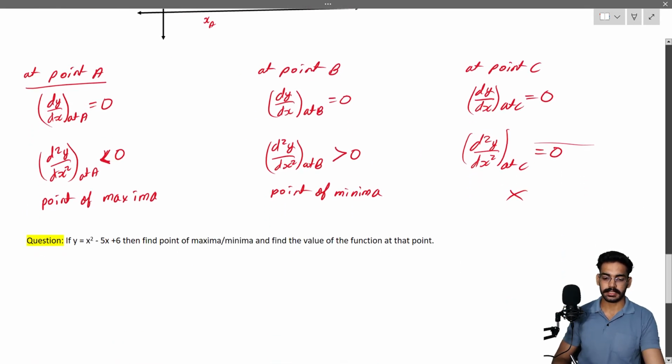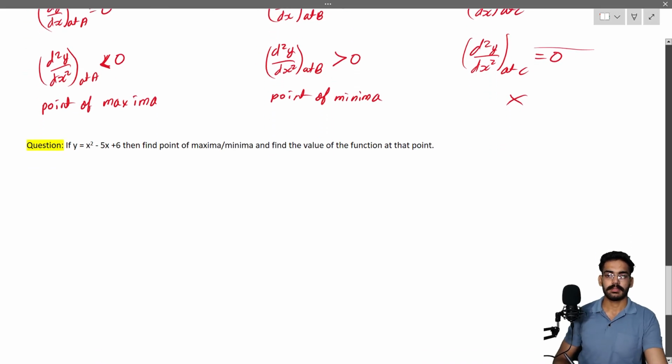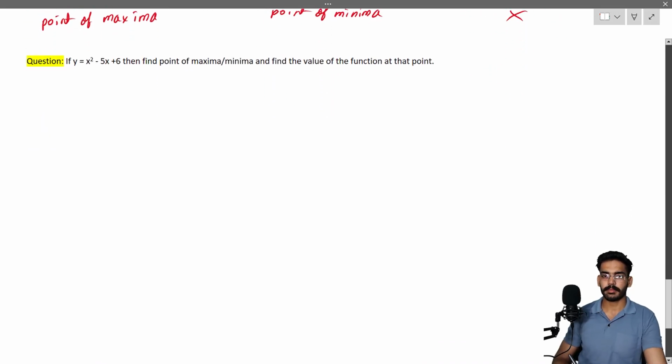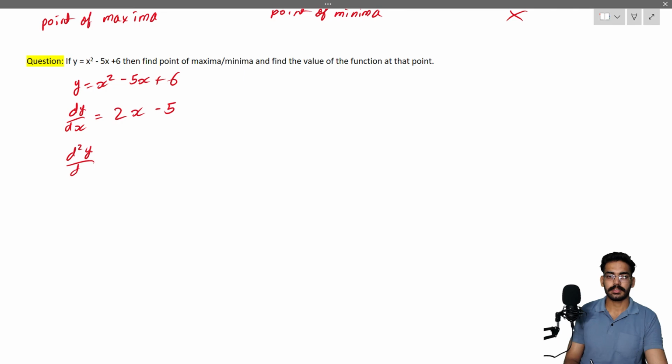Now let's see an example. We are going to derive a step by step solution, you don't have to worry. First we just note down the function, then calculate the first derivative dy by dx, that will be 2x minus 5. Then calculate the second derivative, that is 2.